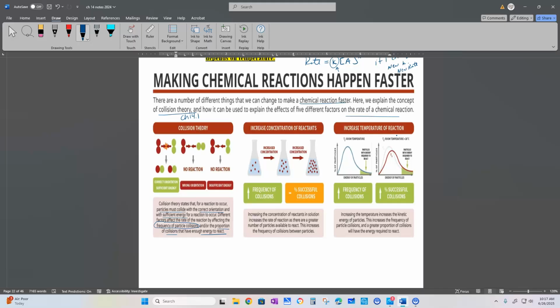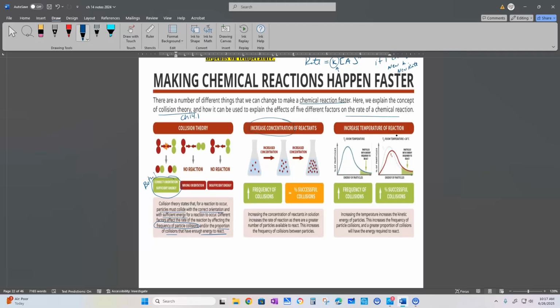So something like this would be a correct orientation where they line up. Something like the second picture is not going to react, because it's not the correct orientation. Or something like this isn't going to have enough energy. So maybe you have the correct orientation and energy, but maybe they're not lined up in the right way, or maybe they don't have enough energy. So you have to have both for the reaction to occur.